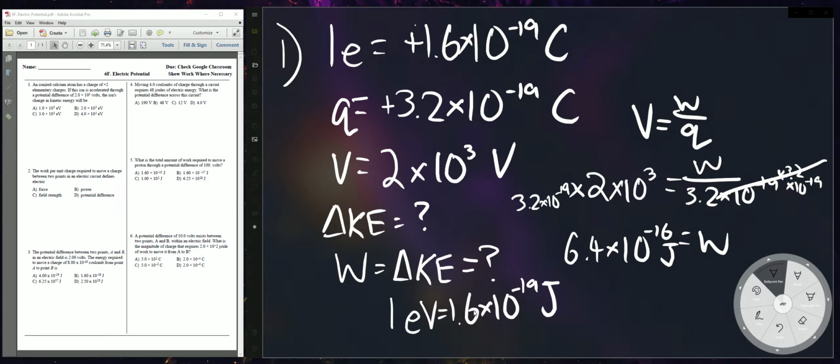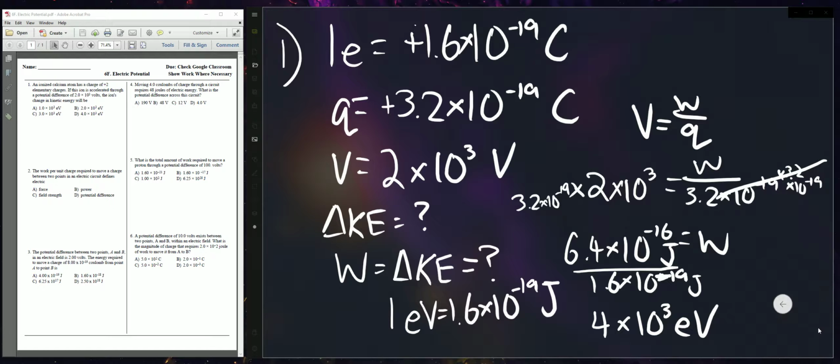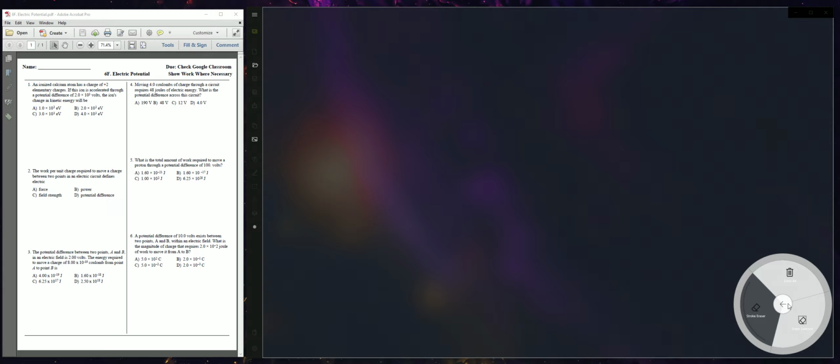Now, if we want to convert this, we have to divide 6.4 times 10 to the negative 16, this is a negative by the way, negative 16 joules, by 1 electron volt. So we're going to get 4 times 10 to the 3 electron volts. And so that's your answer, and the answer is D.